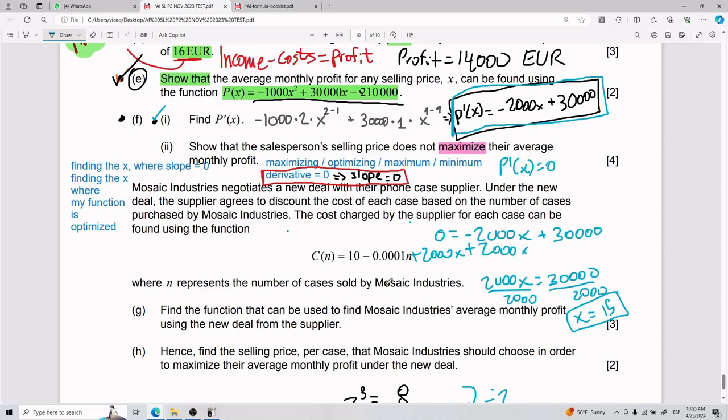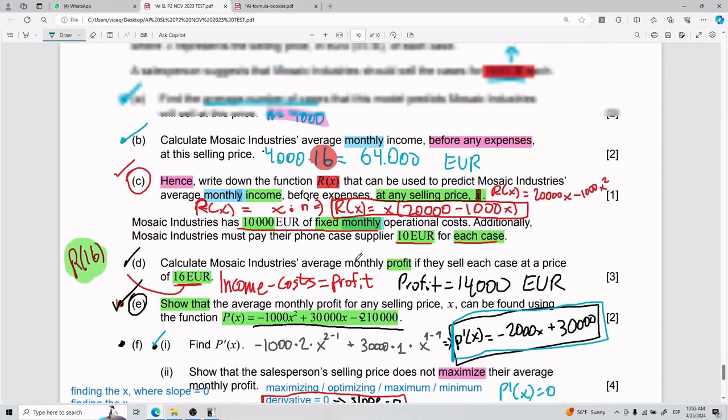And so here we are showing that the salesperson's selling price does not maximize their average monthly profit, because to maximize their average monthly profit, it is exactly at x equals 15, and over here they are selling at 16.